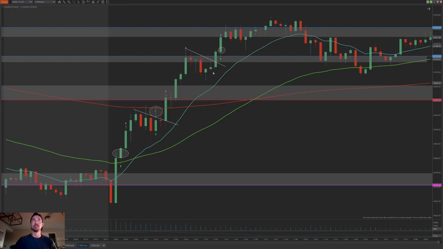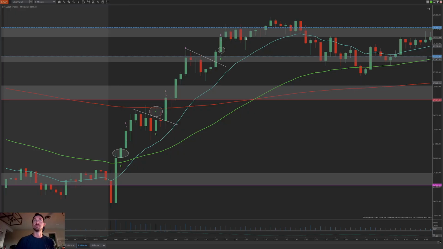Later in the trends, sometimes you don't get as much follow through, and you can see this first move was obviously a big move up. Second move, big move up. Third move, you start to get less follow through sometimes later in the trend, right? So I was happy with just taking the scalp, getting in, getting out, and then that was it for me for the day.